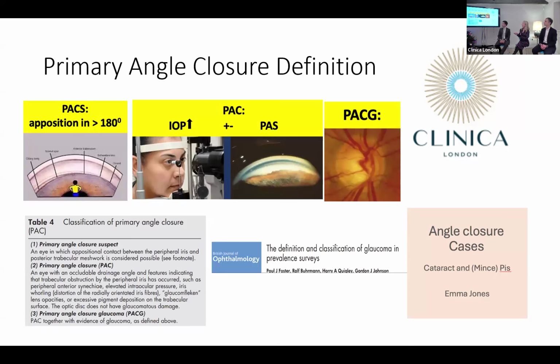And the primary angle closure definition, which Minak, I think you covered a little bit, isn't it? We call it PACS if it's in apposition for more than 180 degrees, but for primary angle closure, you've got to have some sign of damage, basically. That damage is either because you've got raised pressure, or you can see damage in the drainage channel or on the iris, and then it goes on to glaucoma.